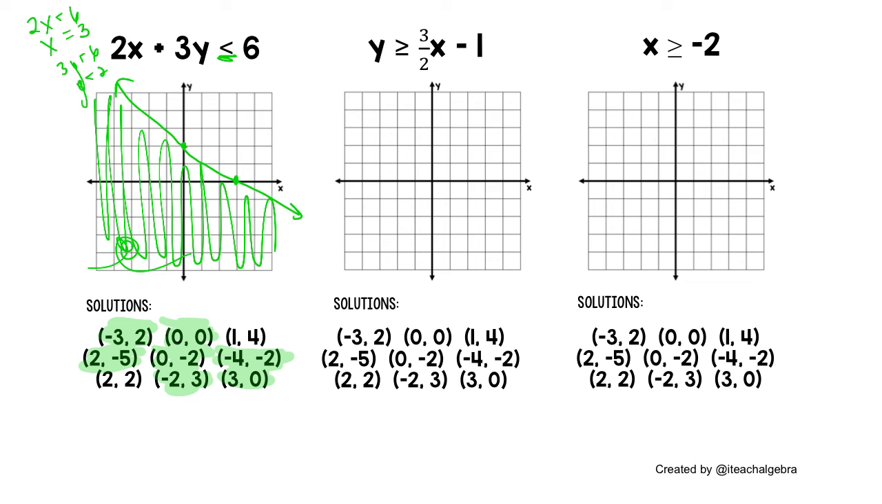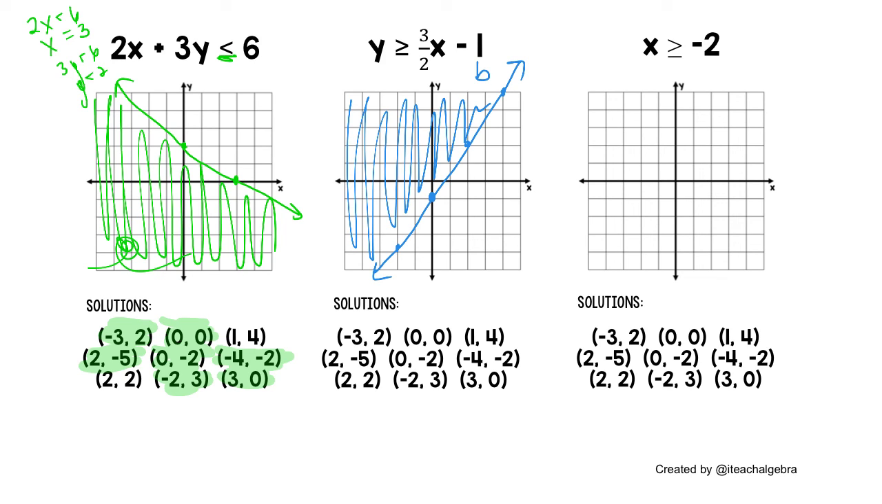Next one. Y is greater than or equal to 3/2 x minus 1. The negative 1 is our y-intercept. So we'll start down 1. And then the slope's 3 over 2. So 3 up, 2 right. I'm going to do it one more time just for safekeeping, and maybe 3 down and 2 left as well. This is a solid line because of the equals in the inequality. And it's greater than, so I'm going to shade above.